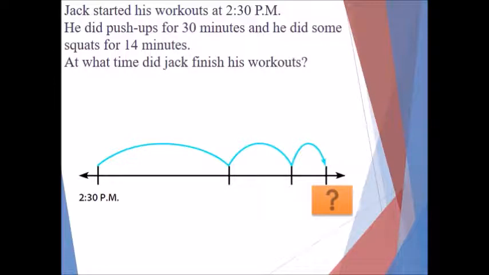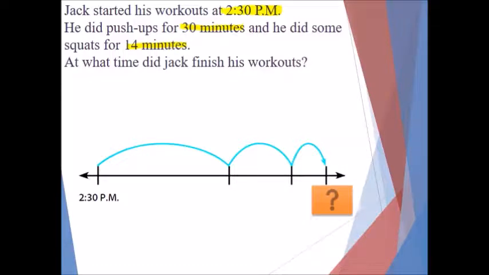Let's solve this problem. Jack started his workouts at 2:30 p.m. He did push-ups for 30 minutes and he did some squats for 14 minutes. What do we know? We know the start time, which is 2:30 p.m. We know that he spent 30 minutes and 14 minutes on his workouts, which is the elapsed time. What do we need to find? We need to find at what time did Jack finish his workouts, which is the end time. We will use a number line.